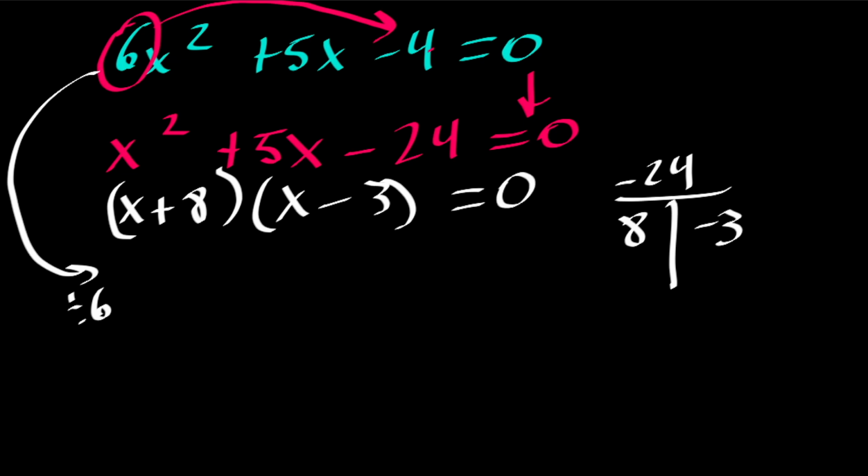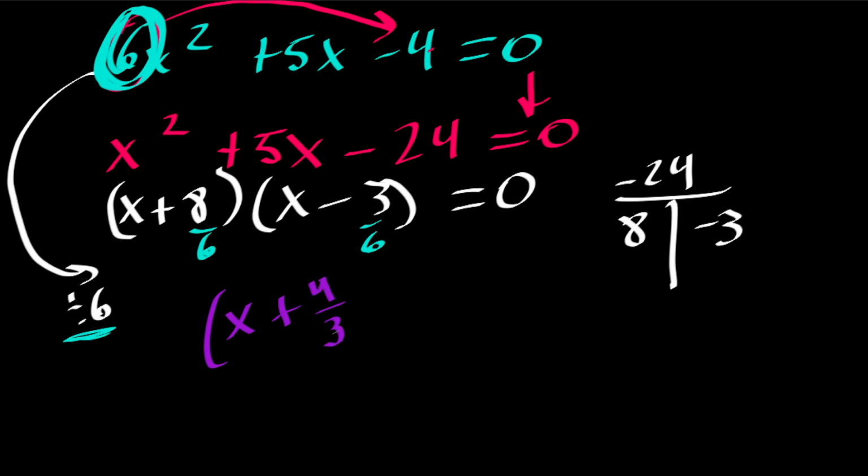And now once again, if we multiplied at the beginning by 6, now we need to come back and divide by 6. Let's first do this. 8 over 6 would reduce, let's see, that's 4 over 3? Yeah, 4 over 3. And then this would be 1/2.